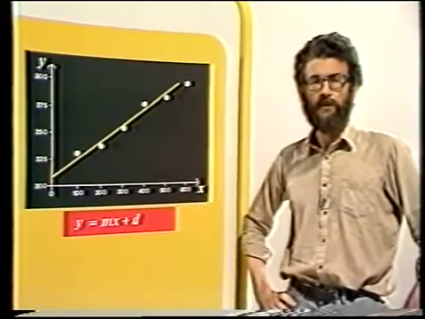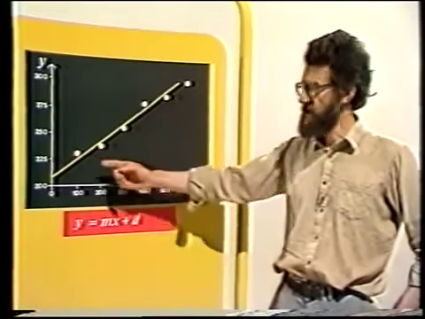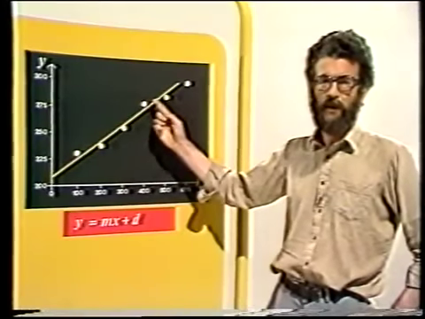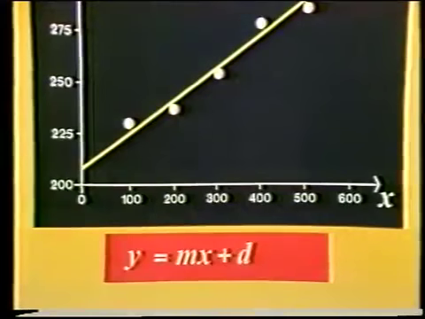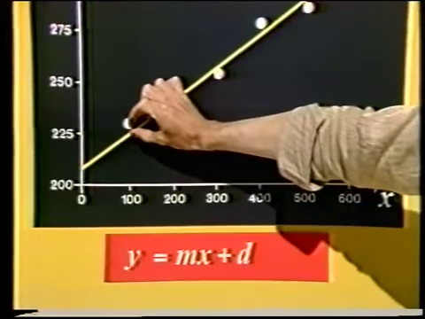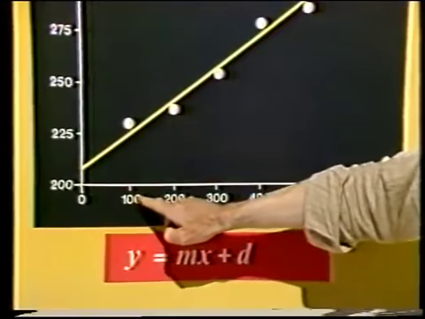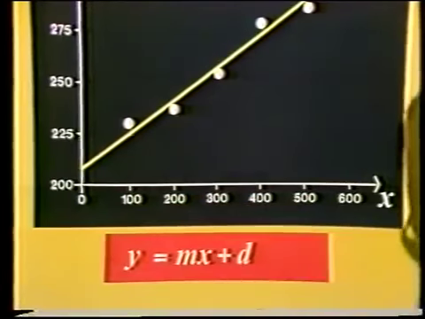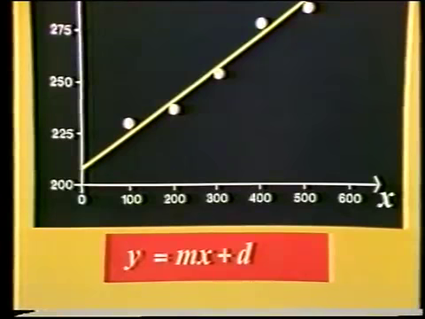How do we compute these errors? Well, let's consider the line y equals mx plus d, and think about the error at the first data point. It's this distance. Well, x is 100, so the predicted value of y is m times 100 plus d.